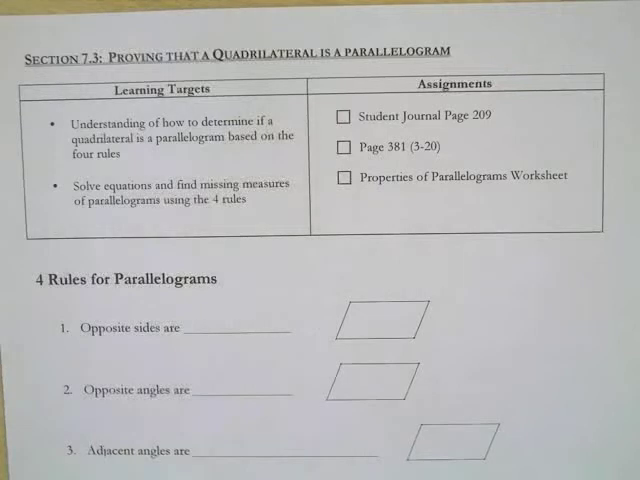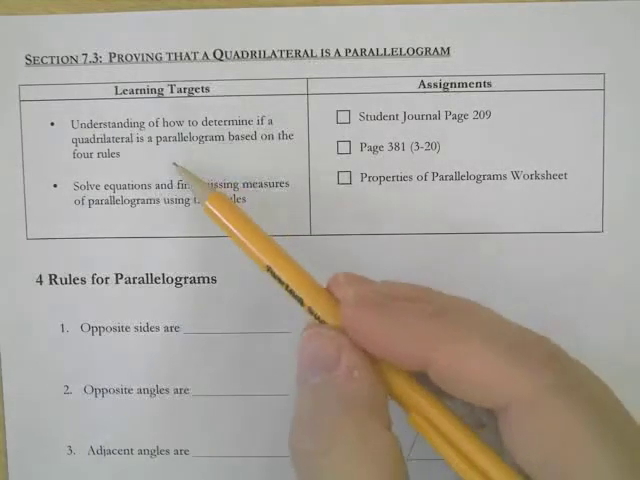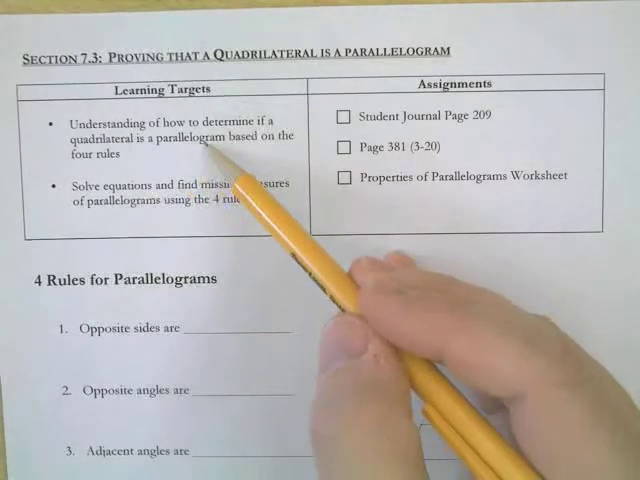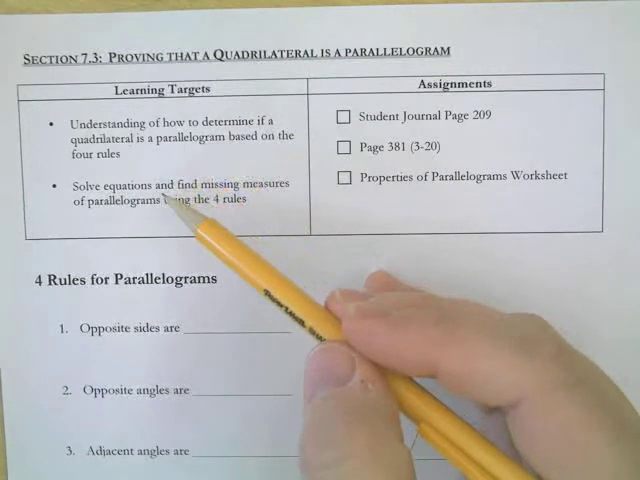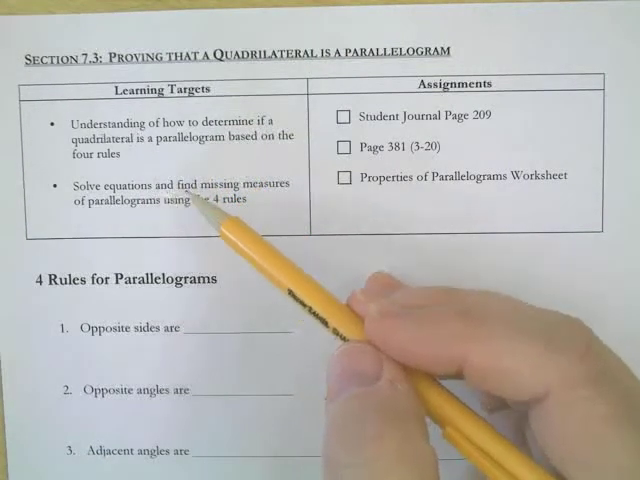So what we're going to do right now is take notes for section 7.3, proving that quadrilaterals are parallelograms. What's nice about this is we're not learning anything new. We're just practicing the skills from section 7.2. So, do you have an understanding of telling when a quadrilateral is a parallelogram? Are you able to write equations and find missing measures based on the 4 rules?